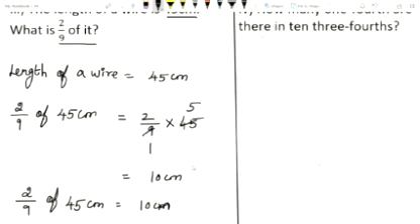You understand, children? So length of a wire is 45 centimeter. They asked you to find 2 by 9 of 45 centimeter. So 2 by 9 into 45. 9 ones are 9. 9 fives are 45. Now you multiply these two numbers. 5 twos are 10. 10 by 1, you will get 10 only. Any number divided by 1, you get the same number. So what is the answer, children? 2 by 9 of 45 centimeter equal to 10 centimeter. Okay. See the next question.